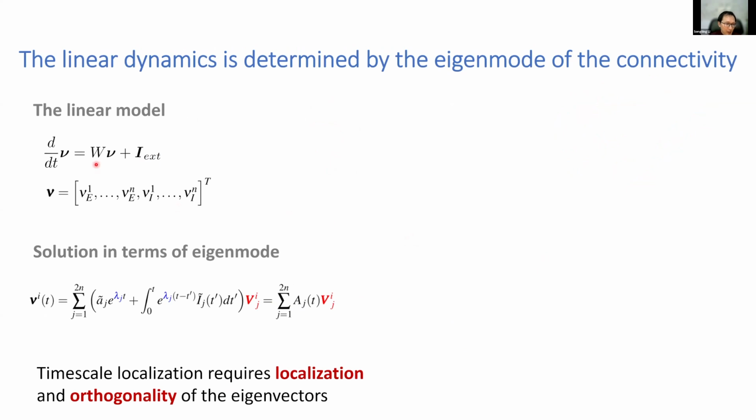With such a linear model, we know mathematically we can solve it analytically. The response vector for each area should be the weighted sum of all these eigenvectors. And the weights are time dependent, determined by the corresponding eigenvalue. That's the simple linear algebra for differential equations. And from this expression, we can gain some intuition about why this model can have timescale hierarchy.